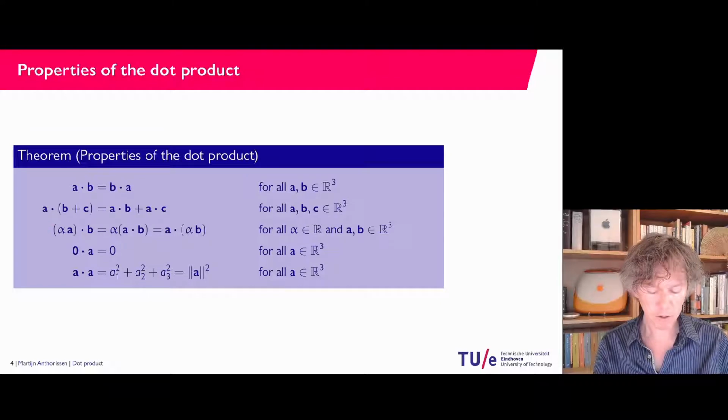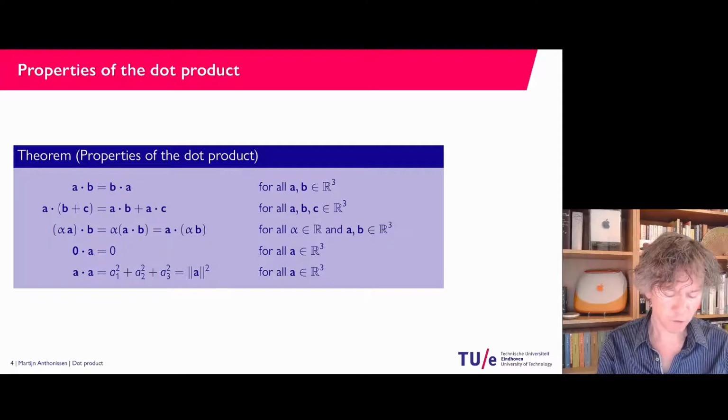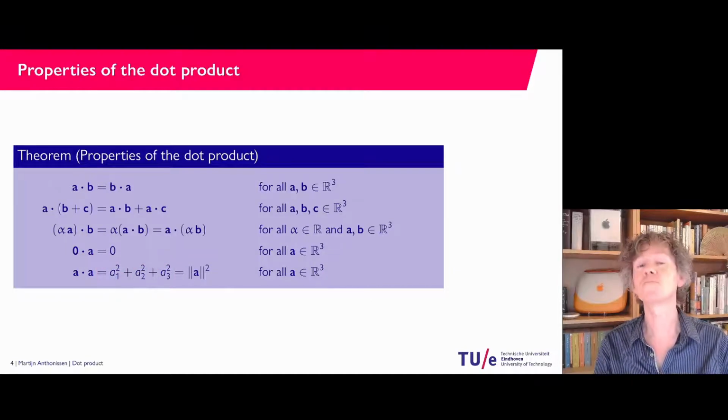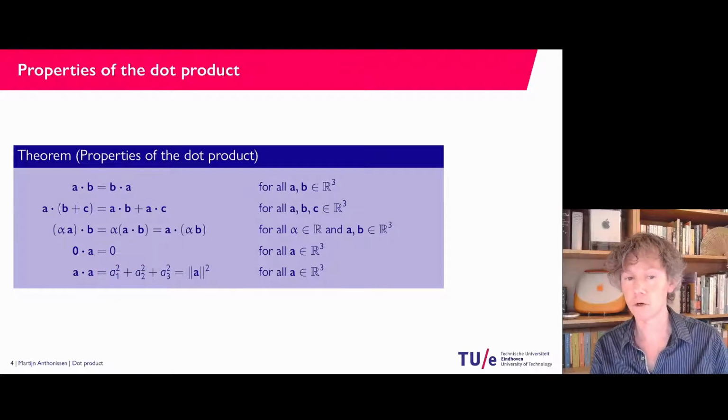And finally, that's a little bit interesting. If you have a vector and you compute the dot product with itself, you find a1 squared plus a2 squared plus a3 squared, which is precisely the length squared. So these are general properties that can be useful if you want to do computations with the dot product.